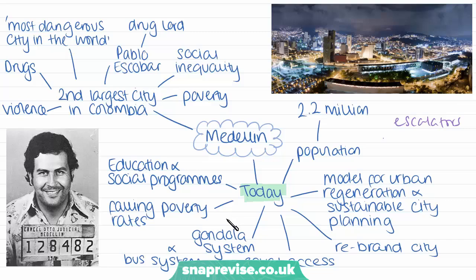Also, crime rates and gang violence remain high, and this is just because it's historical. It was the most dangerous city in the world, and this also isn't going to change overnight, but it's through improving the atmosphere and improving the environment and the characteristics of the place that crime rates and gang violence might start to fall in the future.